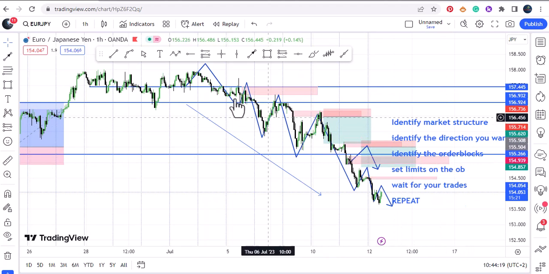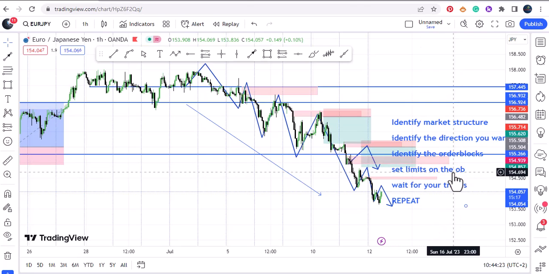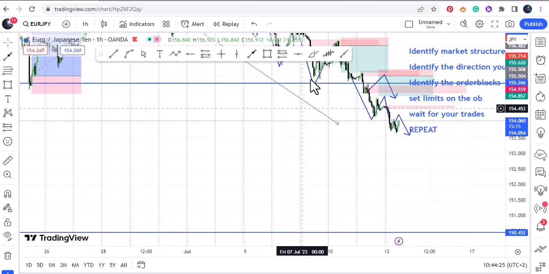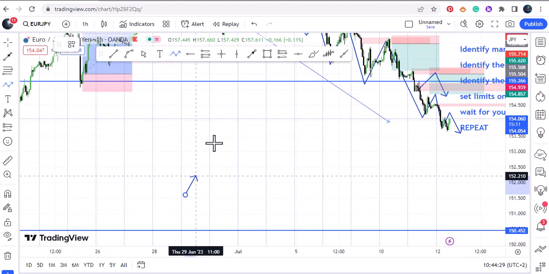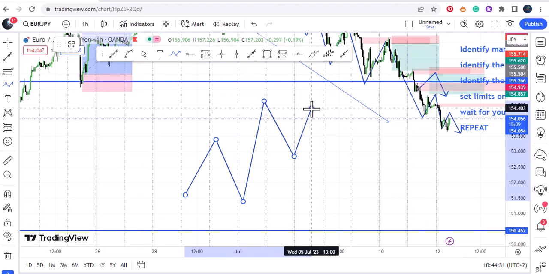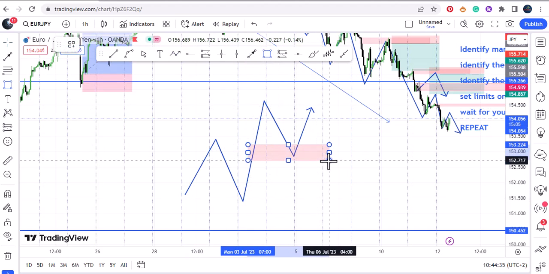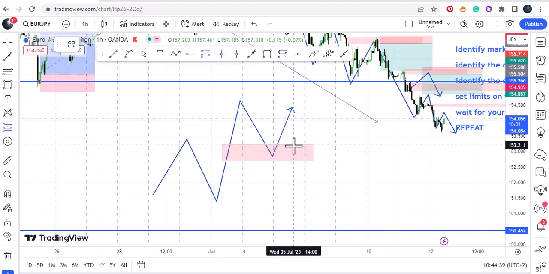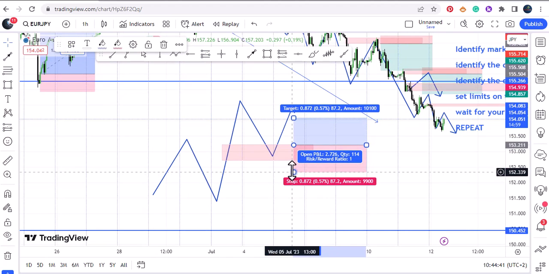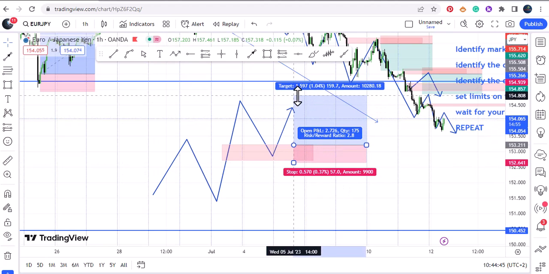We have identified the order blocks in the direction that we want to go, then set the limits on the order block. With this example, I want you to listen carefully. Remember, you have something like this, right? What you are going to be doing here is setting limits. You take these two, and you map up your stop loss. You go for 1 in 3, or 1 in 2, depending on what you're doing.